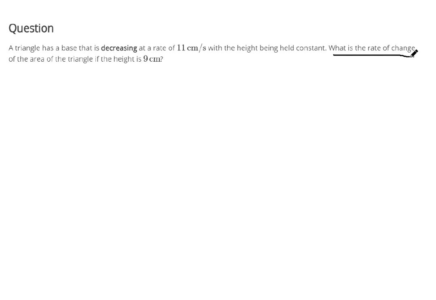We're asked for the rate of change of the area of the triangle. So the area of a triangle is 1/2 times the base times the height. The area of a triangle is 1/2 times two things that make a right angle with each other in the triangle: the base times the height.